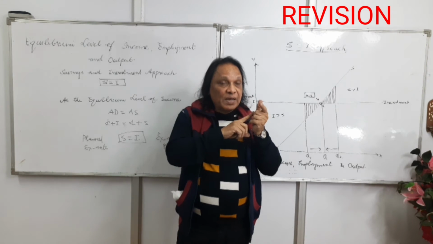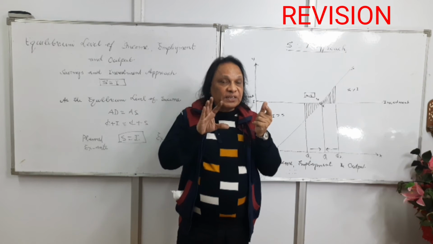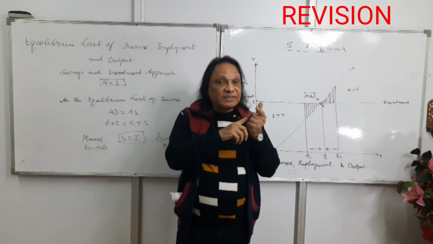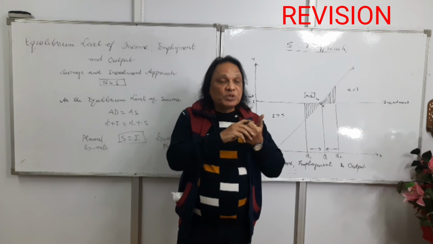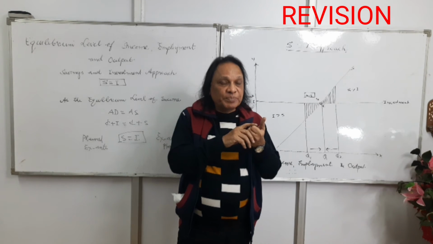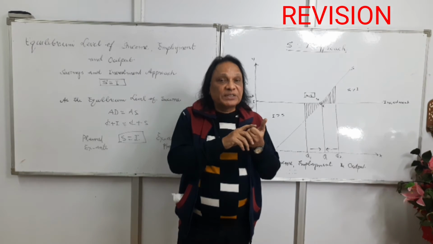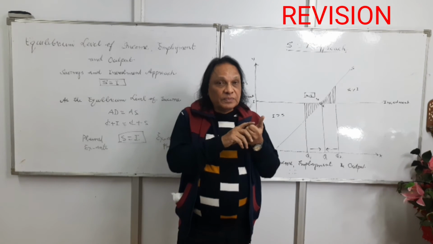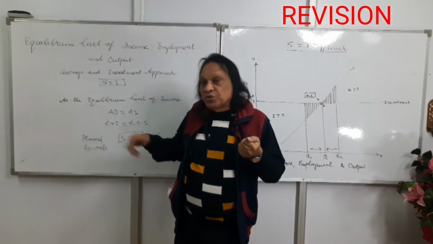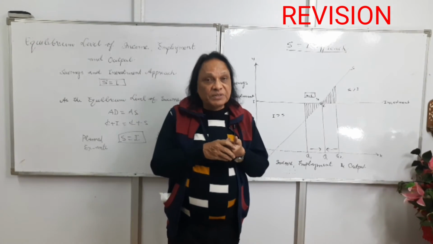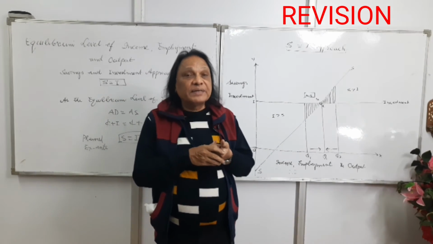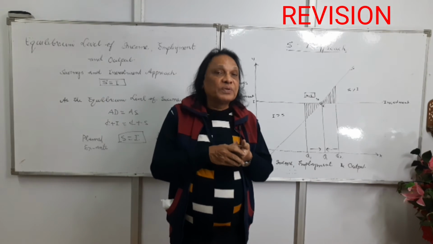So, the third point, at the equilibrium level of output, C plus S is equal to C plus I, C gets cancelled. So, at the equilibrium level of output, the planned savings are equivalent to planned investment. Ex ante savings are equivalent to ex ante investment. So, this is what's shown here. That means everything should be equal. AD should be equal to AS and savings should be equal to investment.